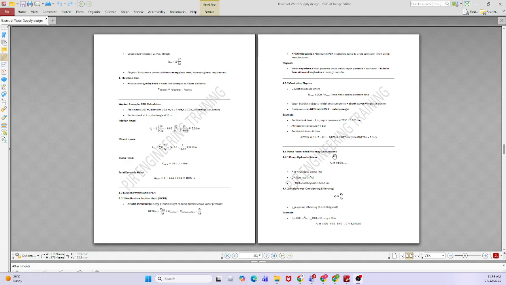Then you can calculate the pump power by using this simple equation, rho g Q H TDH. You know the pump head, you know the Q, you know the g, you know the rho. Calculate the pump hydraulic power. Then divide by efficiency, and you will get the shaft power, right?